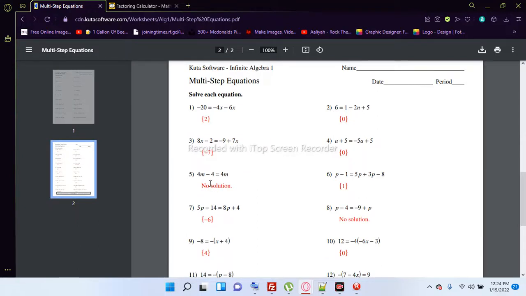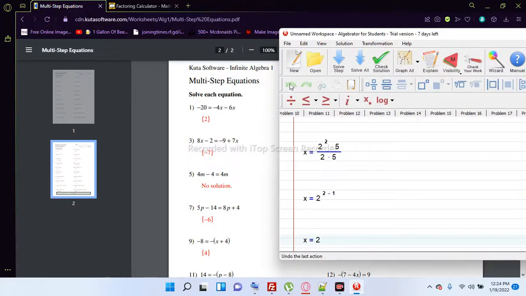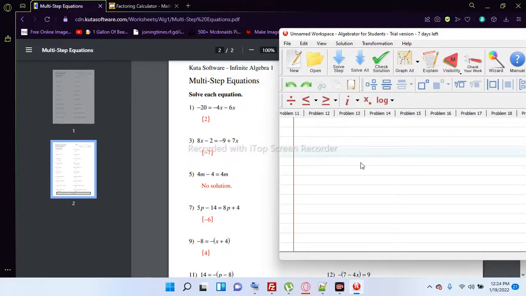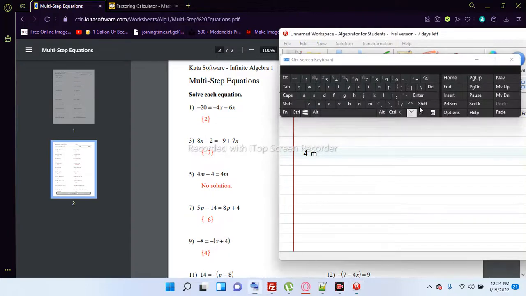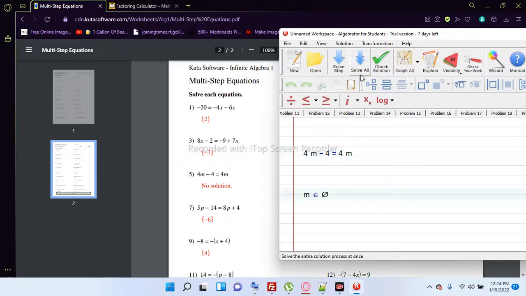No solution. This is say no solution. 4m minus 4 equals 4m, okay? So you go 4m minus 4 equals 4m. Now, solve all. m over 0 slash. That's what it says. No solution. Okay? That's what that means.